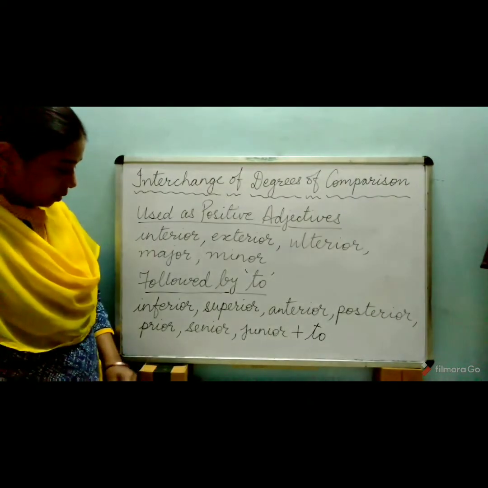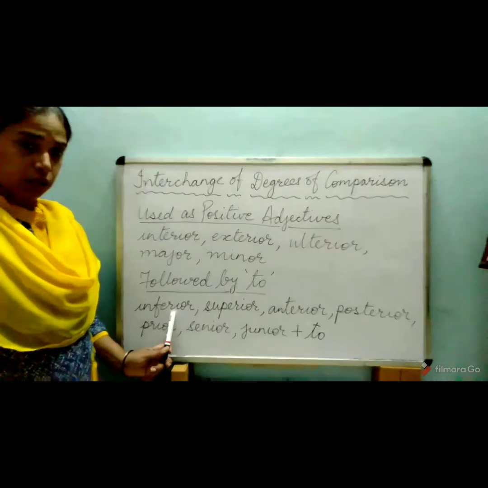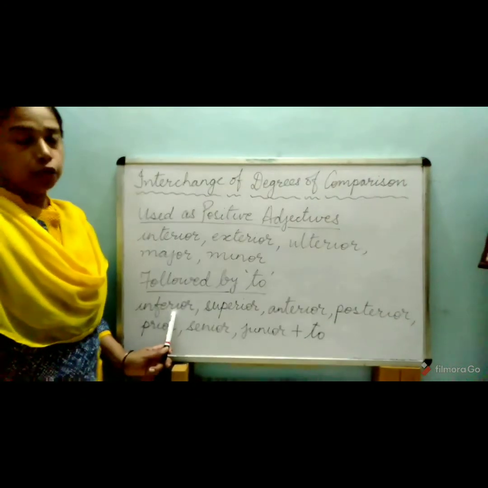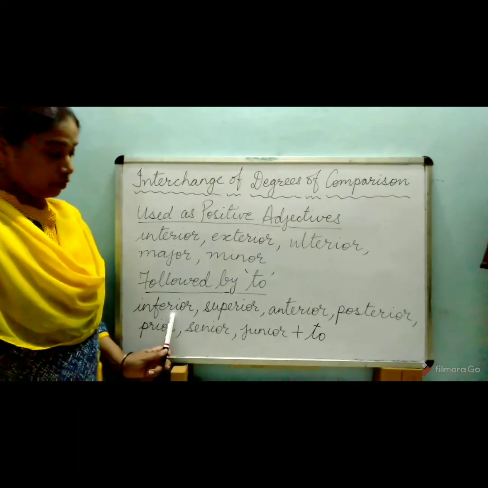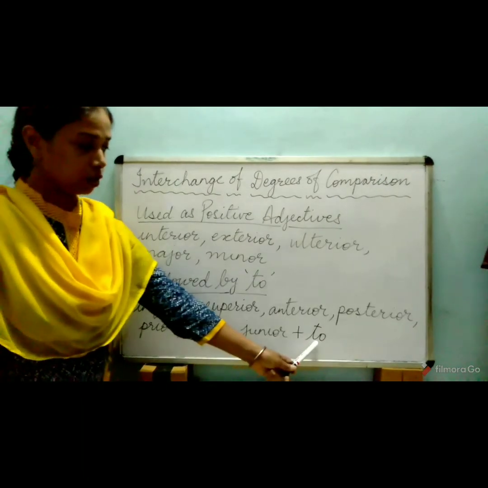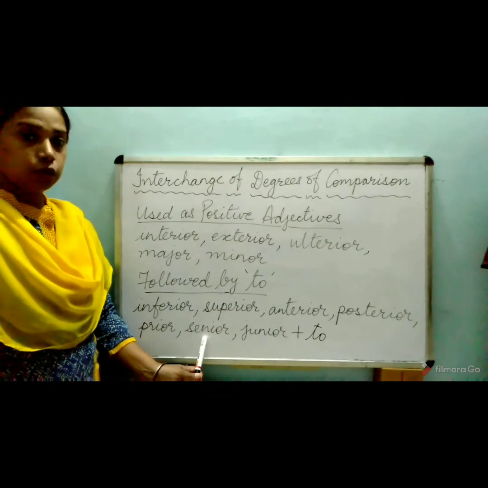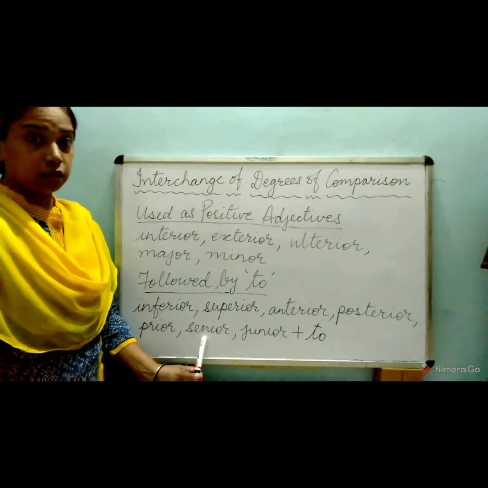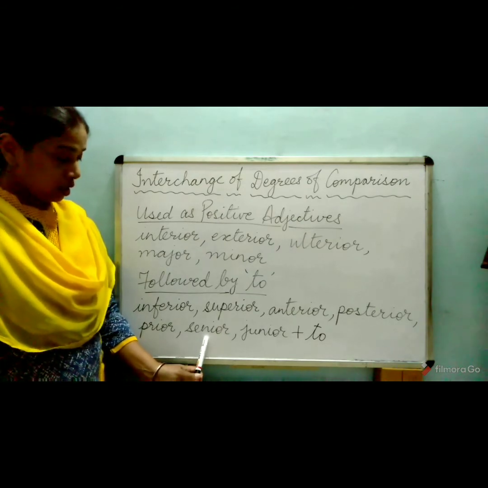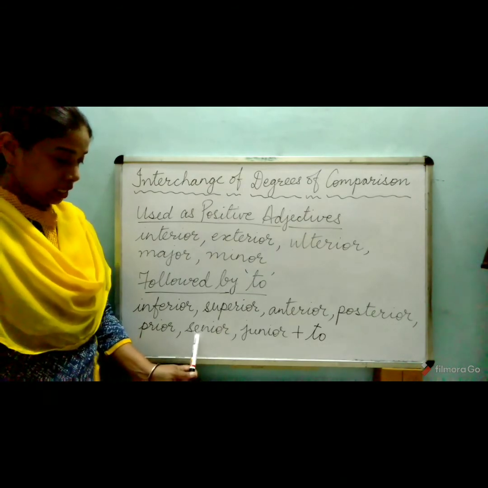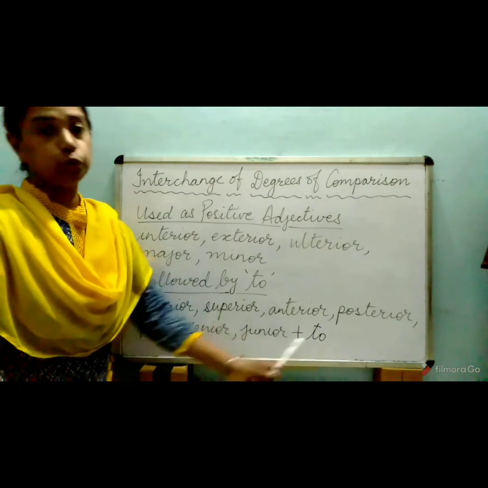For example, this picture is inferior to that. So with inferior you will be using to and not than. He is senior to me. He is senior than me will be wrong. The correct formation is he is senior to me.